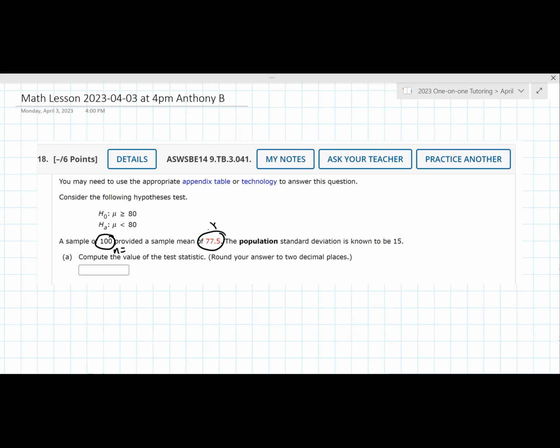Sample mean x bar of 77.5. Population standard deviation, that's sigma. Sigma is 15. Compute the value of the test statistic, that's z. Z is x bar minus mu over sigma divided by the square root of n. X bar is 77.5 minus mu, which is 80.